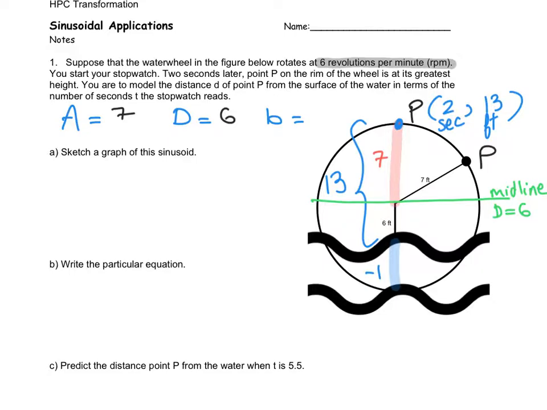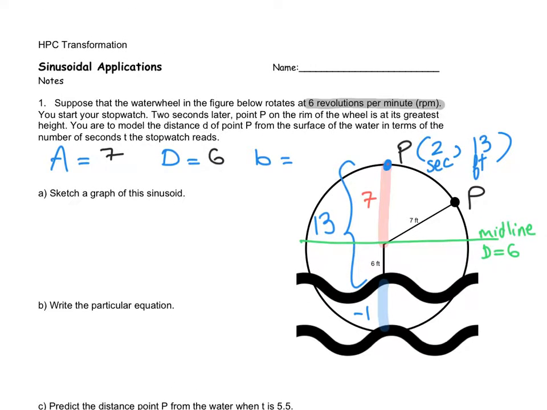Now to find B, I have to find the period. Now they said it does 6 revolutions per minute, but keep in mind the period is going to be how many seconds per revolution, because the period means 1 revolution. So how many seconds does it take to make 1 revolution? So I'm going to rewrite this to be minute over revolution, and then I will change from minute to seconds. So it's 1 minute per revolution.